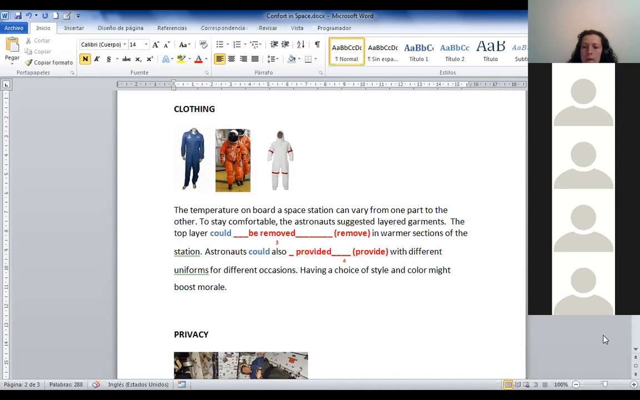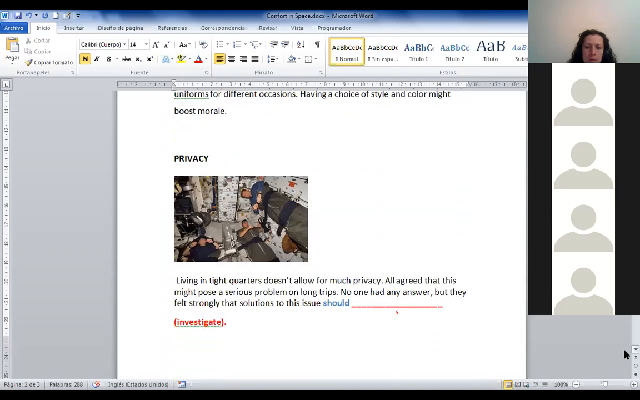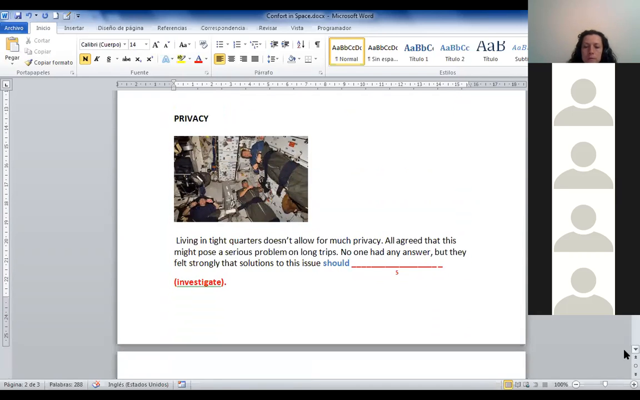Okay, thank you. And a different person, please, who tries gap number 5? Okay, Fernando. Living in tight quarters doesn't allow for much privacy. All agreed that this might pose a serious problem on long trips. No one had any answer, but they felt strongly that solutions to this issue should be investigated. Okay.